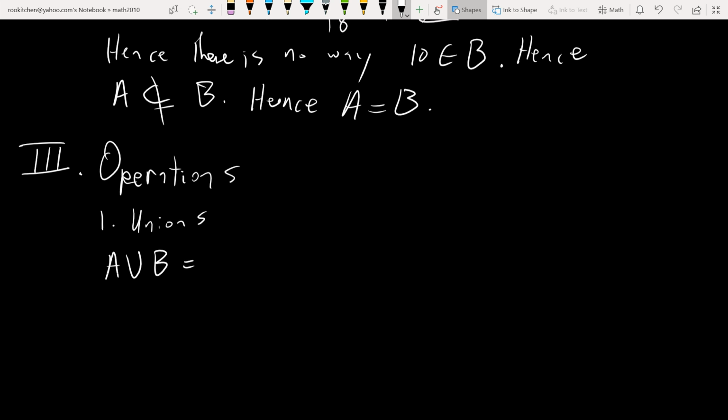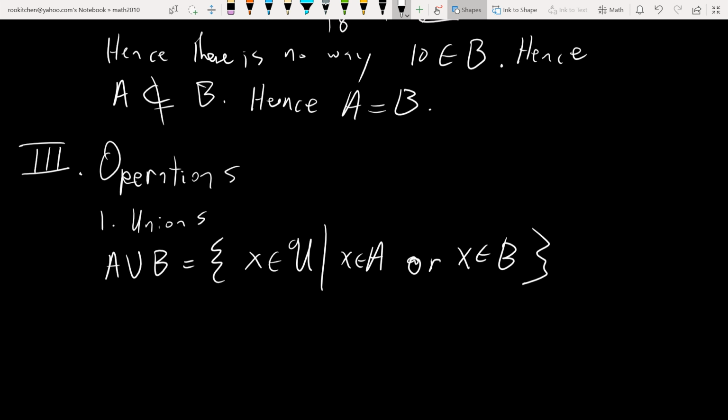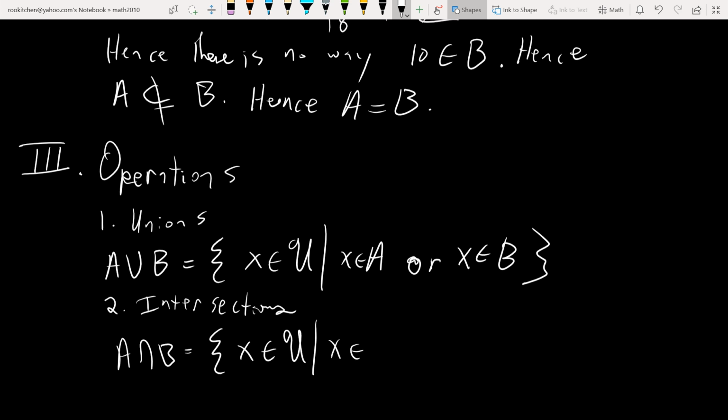So anyways, A union B, the definition is going to be the set of all x in the universe such that x is in A or x is in B. Okay, so the universe is just all elements that are under discussion. Secondly, then we have intersections. So this is A intersect B, and it'll be the set of all x in the universe such that x is in A and x is in B.